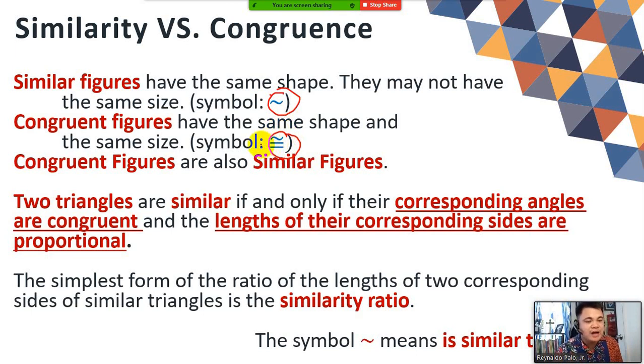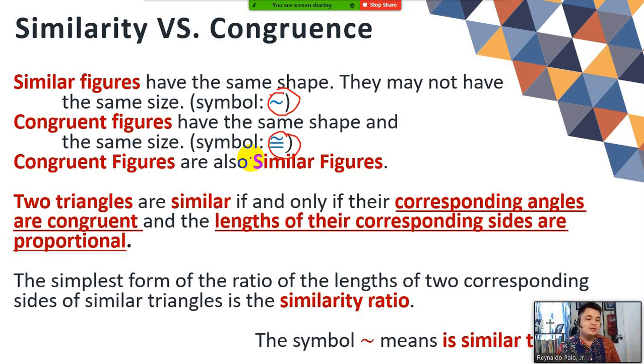Now, take note of this. Congruent figures are also similar figures. But not all similar figures are congruent figures. What can we imply here? We can say that congruent figures are also what we call similar figures, but not all similar figures are congruent, because we have to satisfy the two conditions of having the same shape and size.